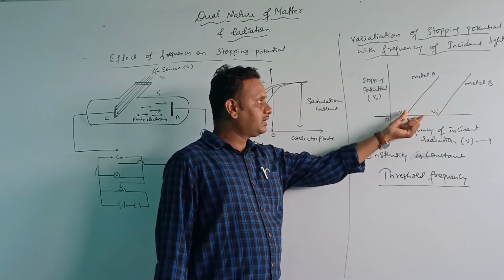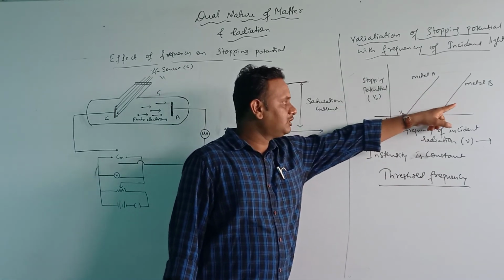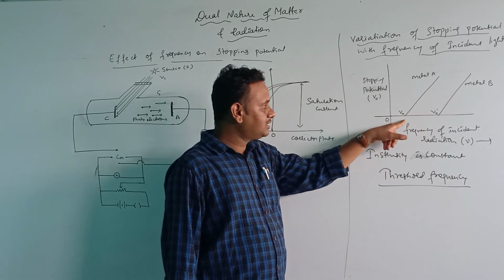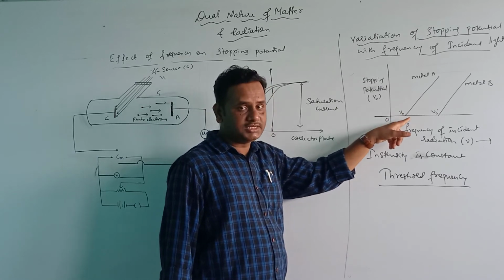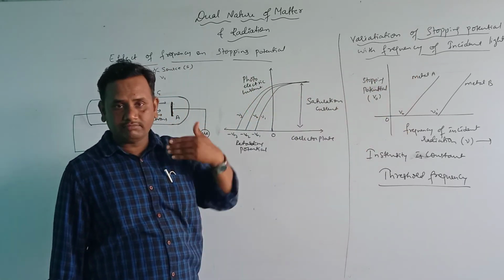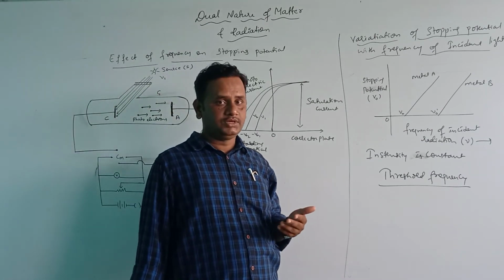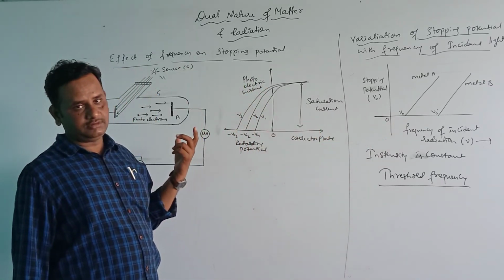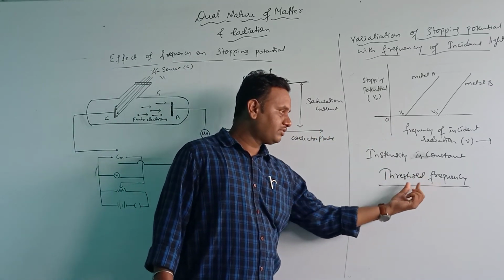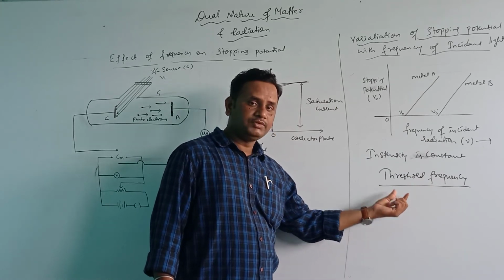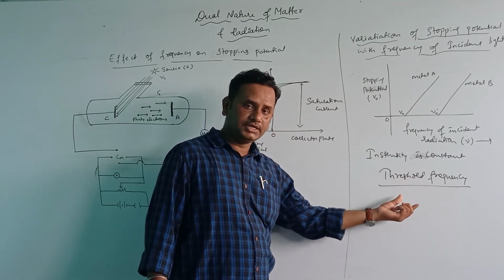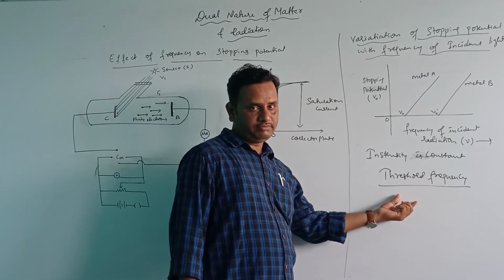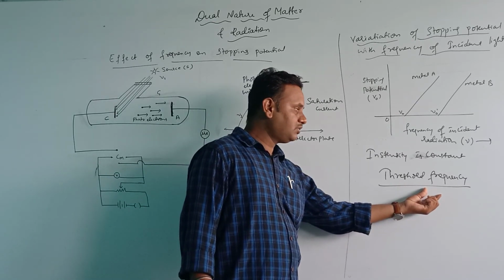So in this graph we can observe that for metal A and for metal B, the straight line is not passing through the origin O. It means that all different metals have some minimum frequency. Once they get that minimum frequency, only then can they emit photoelectrons. That frequency is called the threshold frequency. The threshold frequency is the minimum frequency of incident radiation below which there will be no photoelectron emission.